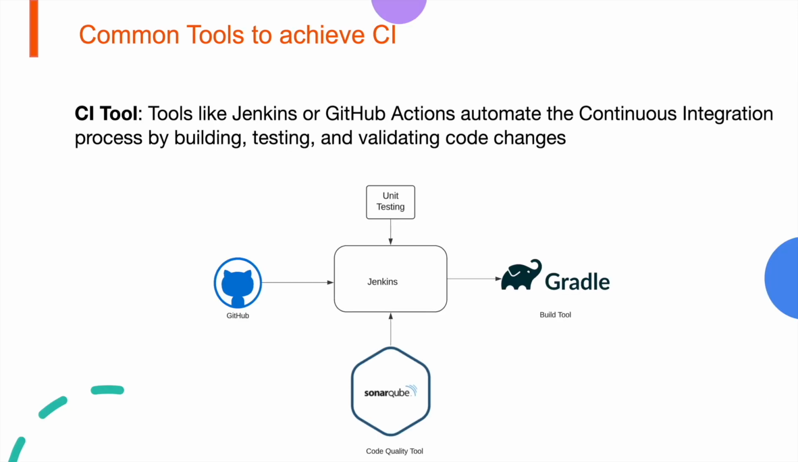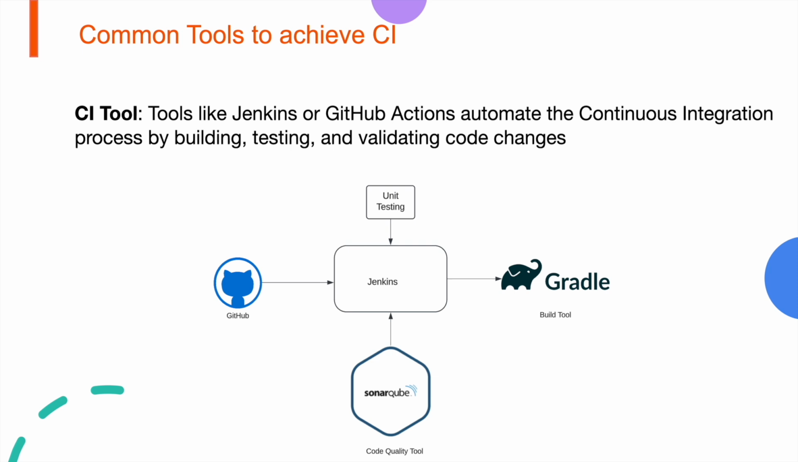Now let's talk about common tools to achieve CI. One of the most widely used CI tools is Jenkins. It is open source and incredibly flexible, making it the go-to choice for many teams. Jenkins acts as the backbone of your CI process by orchestrating and automating everything. In this diagram, you can see Jenkins integrates with several other tools to achieve a seamless CI process.